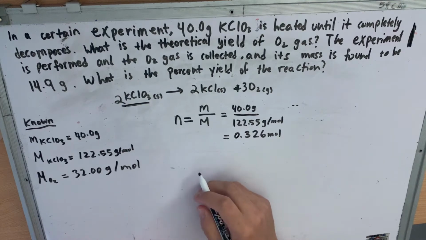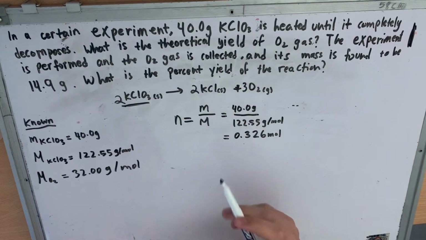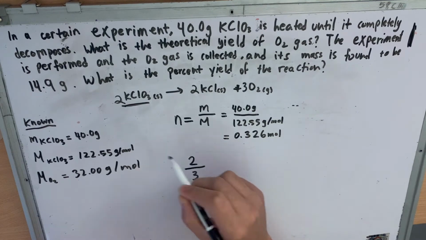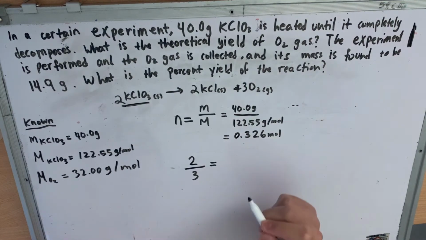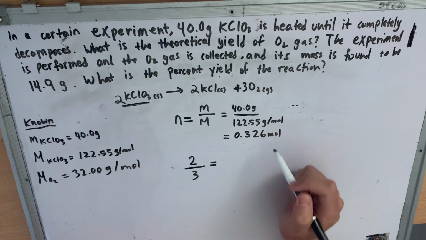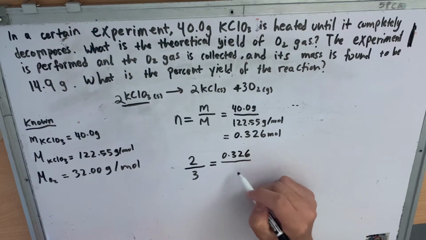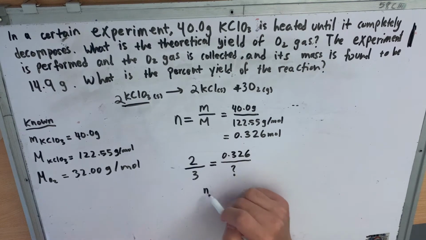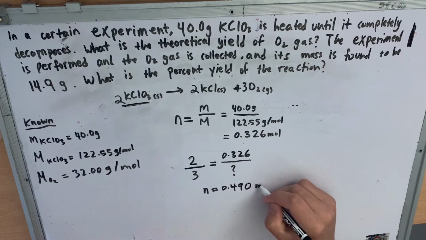Now we have to use our mole ratio between potassium chlorate and oxygen, which is 2 to 3. So 2 refers to the potassium chlorate, 3 refers to the oxygen, and now we use the moles we have for potassium chlorate and put it into this ratio. So we have 0.326 over our unknown moles of oxygen. Then you just cross multiply and you end up with 0.490 moles of oxygen.